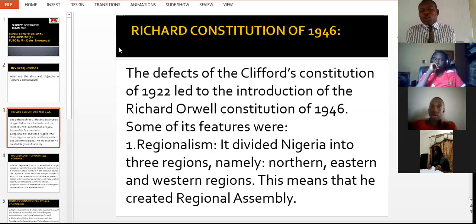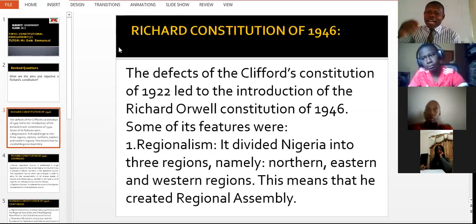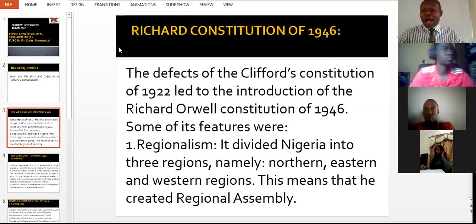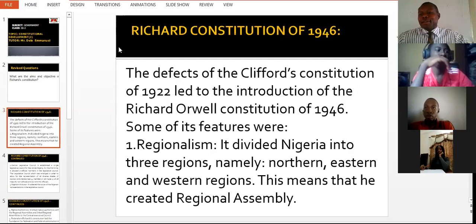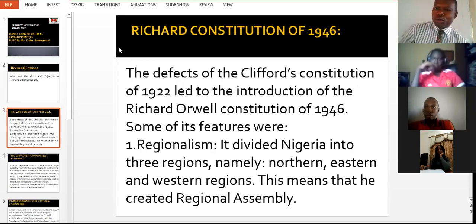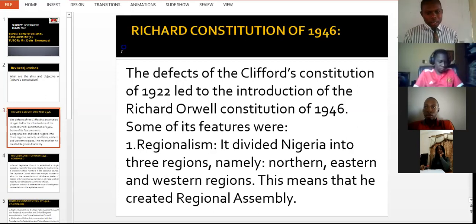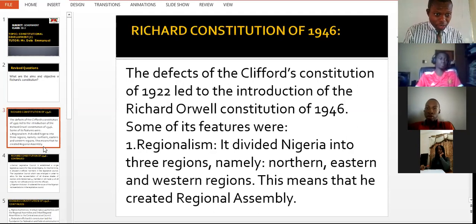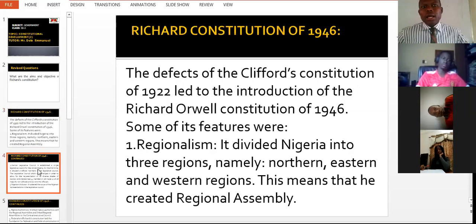But here now, you can see how many regions Richard created. He created three regions. Gradually, up to now, we have 36 states in Nigeria. Each governor, as they came, made a little expansion and little adjustments and changes to the constitution. All right, let's move on. We have seen one feature of the Richard constitution, regionalism, that is, creating three regions. Let's look at more features of the Richard constitution.